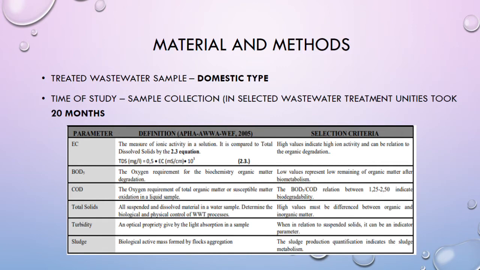The indicator parameters consist of 6, which are electrical conductivity, biological oxygen demand, chemical oxygen demand, total solids, turbidity, and sludge. The definition of electrical conductivity is the measure of ionic activity in a solution. It is compared to total dissolved solids by the provided equation. TDS equals 0.5 times EC times 10 to the power of 3.